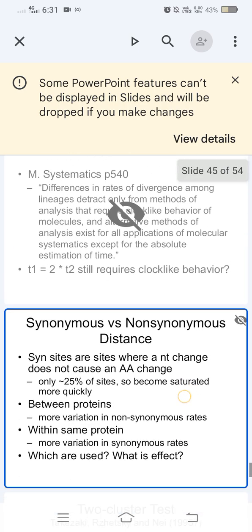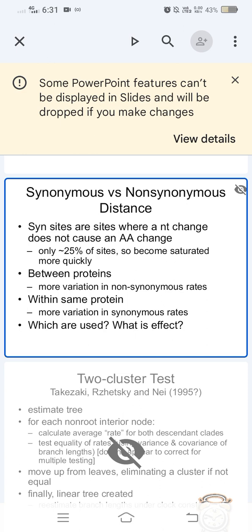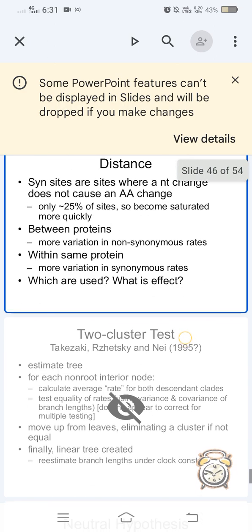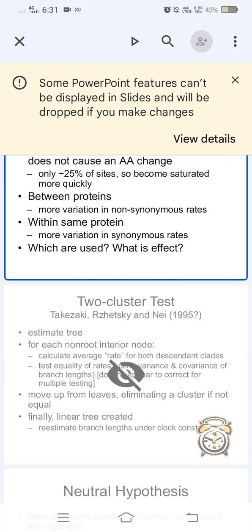Synonymous versus non-synonymous distance. Synonymous sites are sites where a nucleotide change does not cause an amino acid change. Only about 25% of sites are synonymous, so they become saturated more quickly. Between points, there is more variation in non-synonymous rates within the same protein, and more variation in synonymous rates.